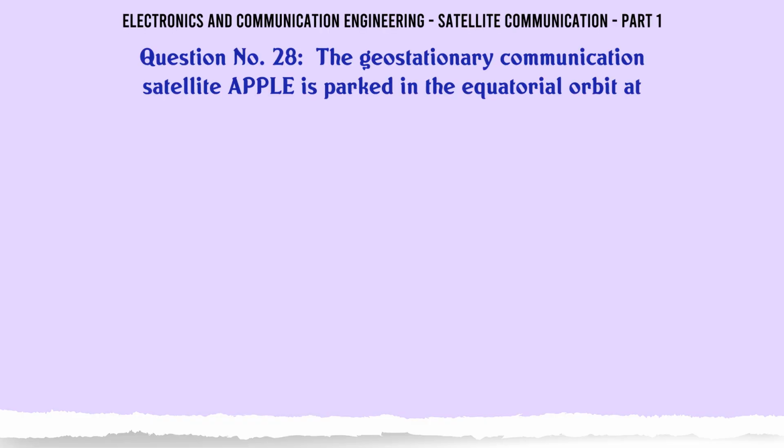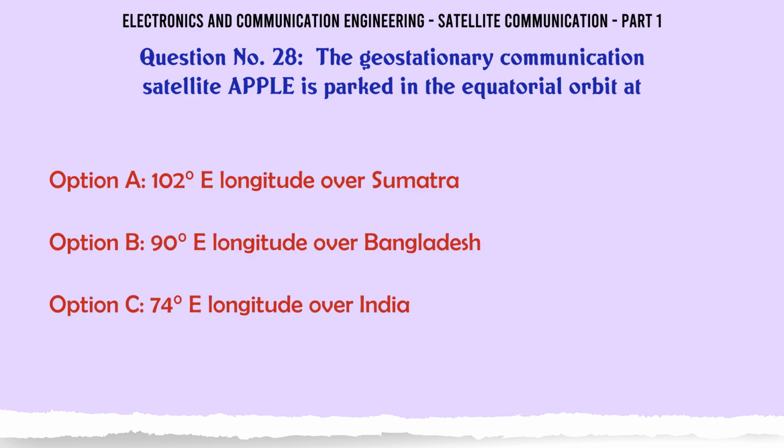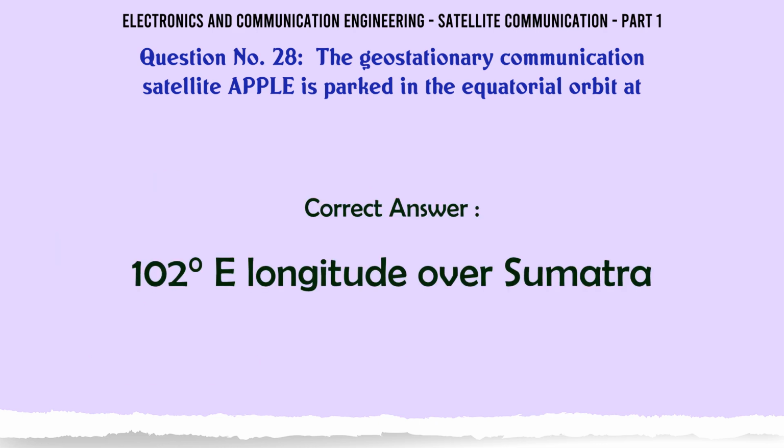The geostationary communication satellite APPLE is parked in the equatorial orbit at: A. 102 E longitude over Sumatra. B. 90 E longitude over Bangladesh. C. 74 E longitude over India. D. 67 E longitude over Pakistan. The correct answer is 102 E longitude over Sumatra.